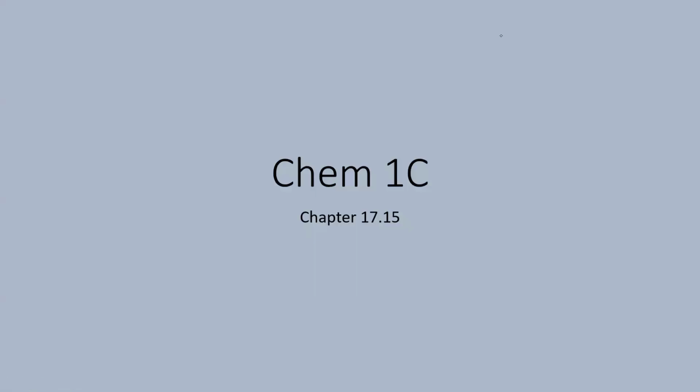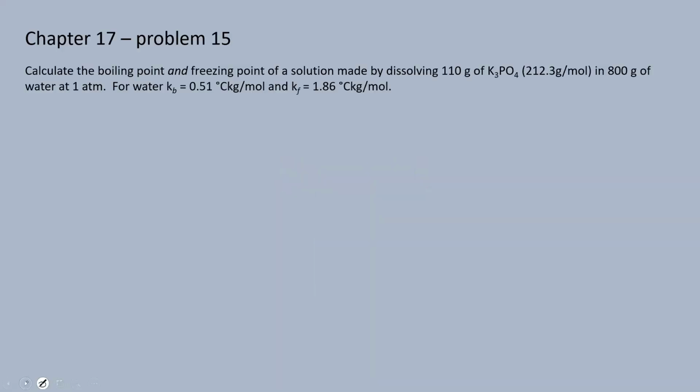Chapter 17, Problem 15. Calculate the boiling point and freezing point of a solution made by dissolving 110 grams of potassium phosphate in 800 grams of water at 1 atmosphere. For water, the boiling point constant is 0.51 and the freezing point constant is 1.86.